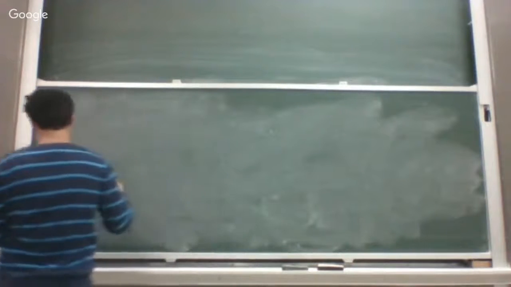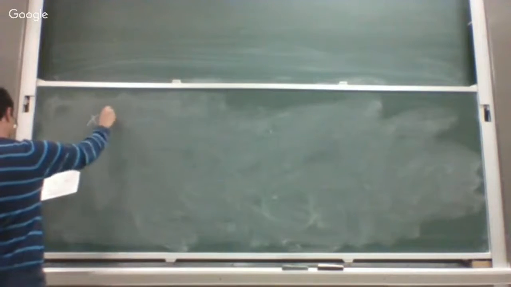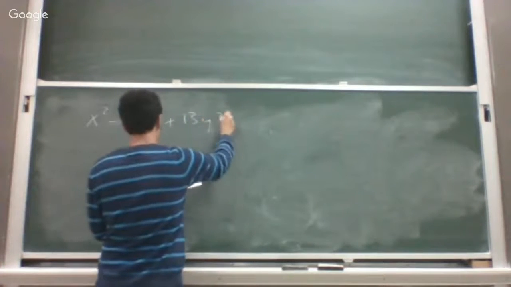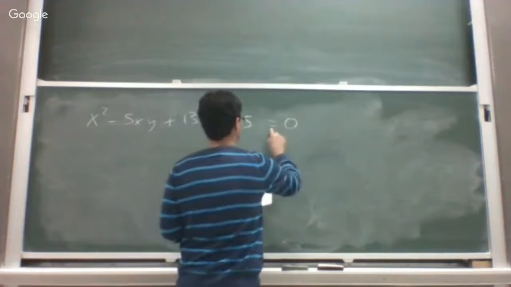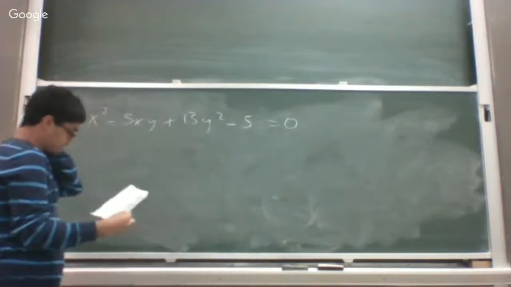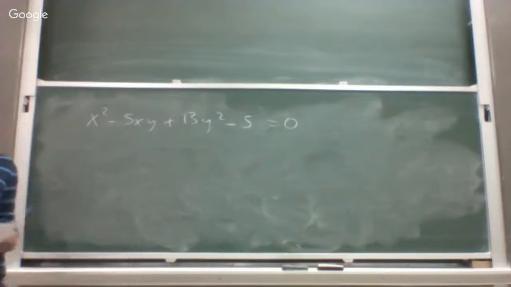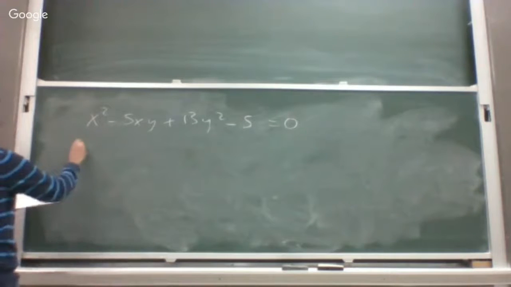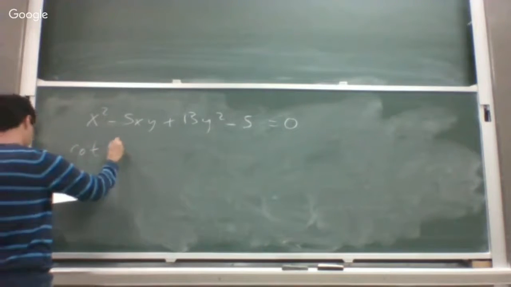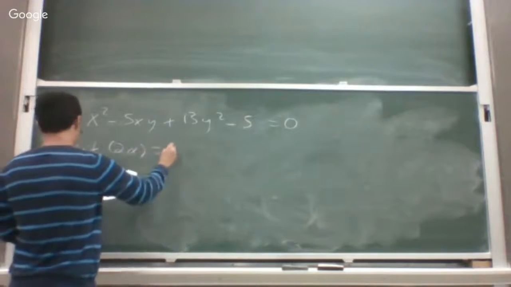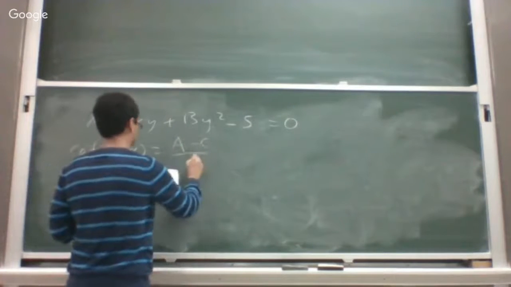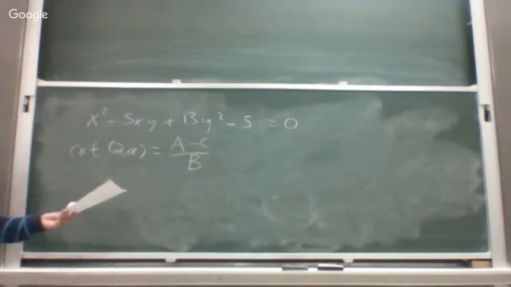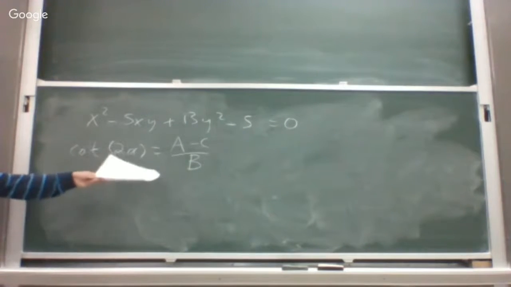So the next one, we are given the equation x squared minus 5xy plus 13y squared minus 5 equals 0. And they ask you to find sine alpha and cosine alpha. There's just essentially one main formula you have to remember: cotangent of 2 alpha is equal to (a minus c) over b.